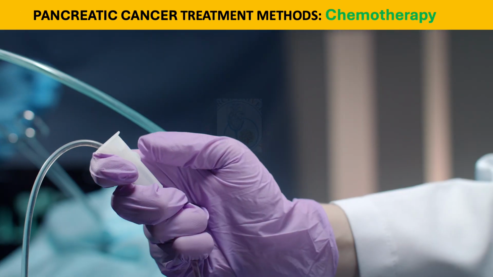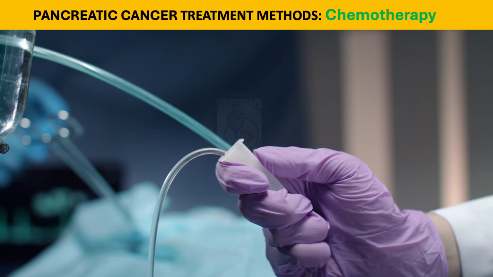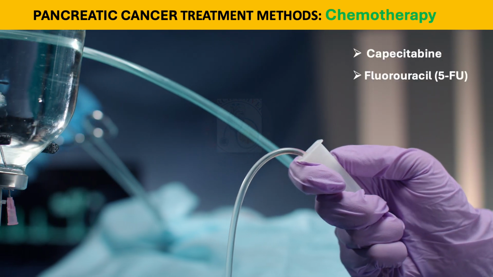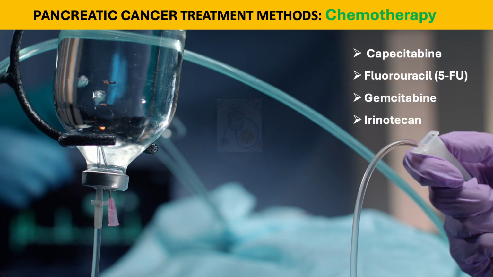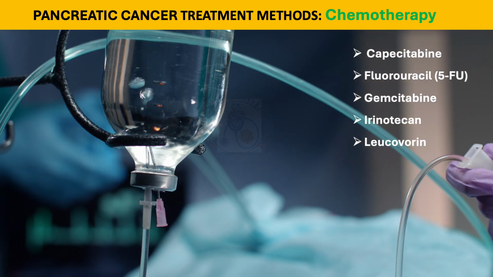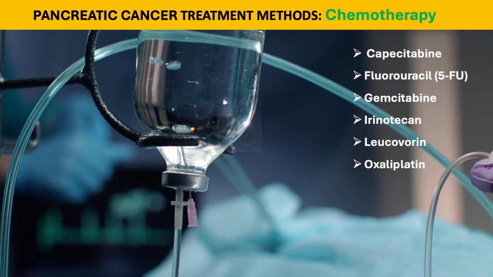Another treatment option is chemotherapy. Chemotherapy involves the use of drugs to kill the cancer cells and stop their growth. Common chemotherapy drugs used for pancreatic cancers include capecitabine, fluorouracil, leucovorin, and oxaliplatin. Chemotherapy can be administered before the surgery to shrink the tumor, or after the surgery to kill the remaining cancer cells, or as palliative treatment to relieve the symptoms and improve the quality of life.